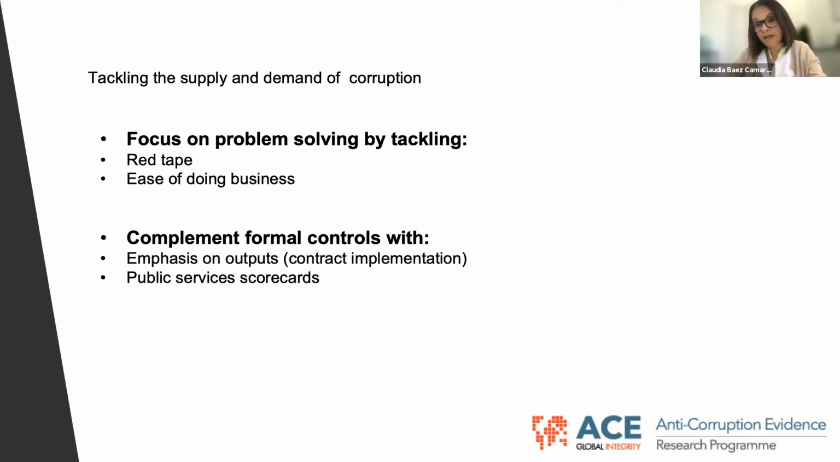On the supply side, with the corrupt public officials, something that comes out from the research is that it might be a good idea to complement formal controls with other approaches, such as emphasizing monitoring on outputs. So when public contracts are implemented, one can find the footprints of corruption if the material used is not of the right quality and specification, and so on and so forth.